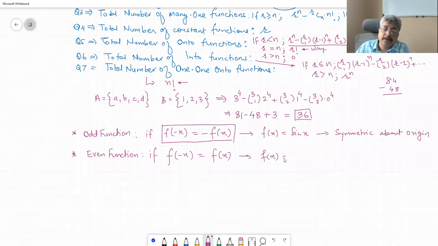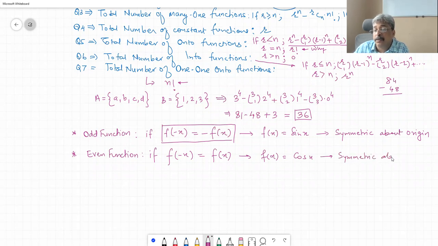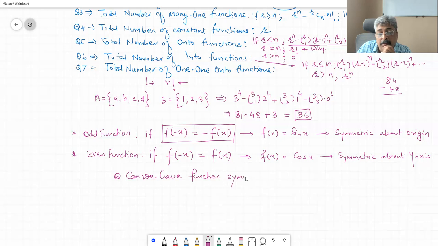f of x is equal to cos x is symmetric about the y axis. Question, can we have a function symmetric about the x-axis? Can we have a function symmetric about the x-axis?